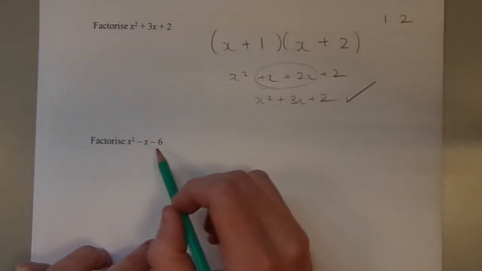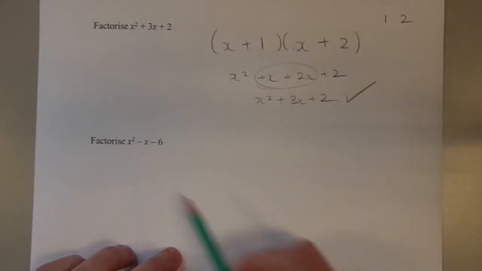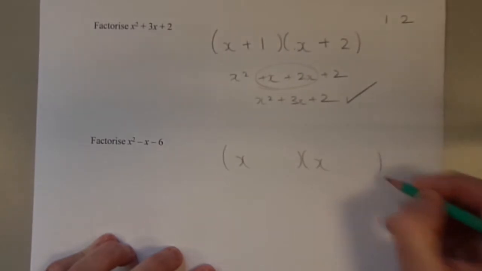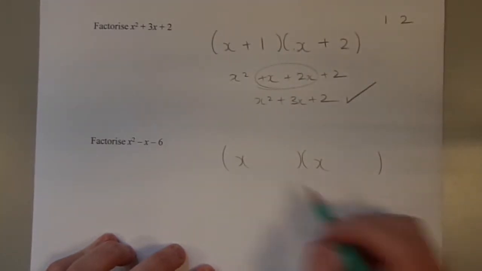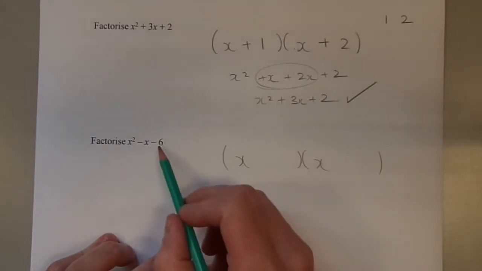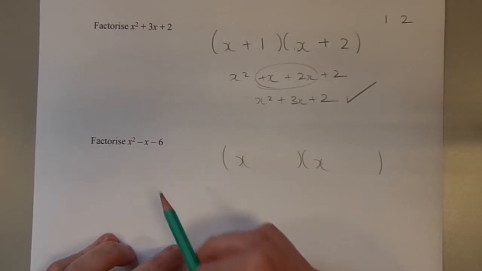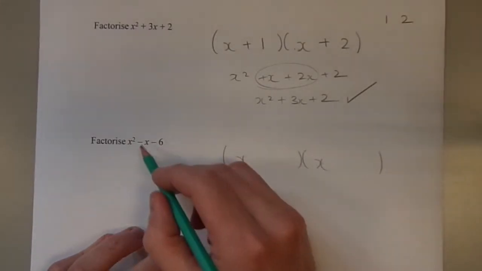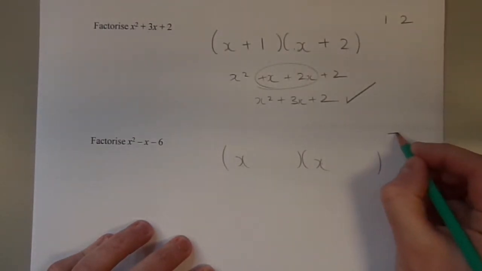Okay, this one down here is slightly more complicated because we have negative terms. It has to be an x and an x because they will multiply together to give the x squared term. Now we're looking for what numbers multiply together to give minus 6 and also add together to give minus 1.